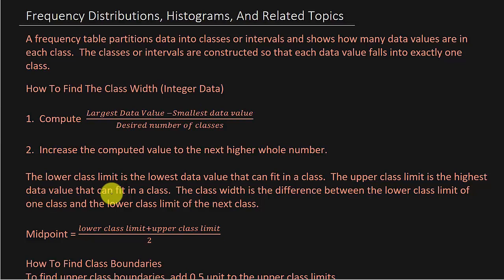All right, the lower class limit is the lowest data value that can fit in a class. The upper class limit is the highest data value that can fit in a class. The class width is the difference between the lower class limit of one class and the lower class limit of the next class. Okay, so that right there is important, that last sentence.